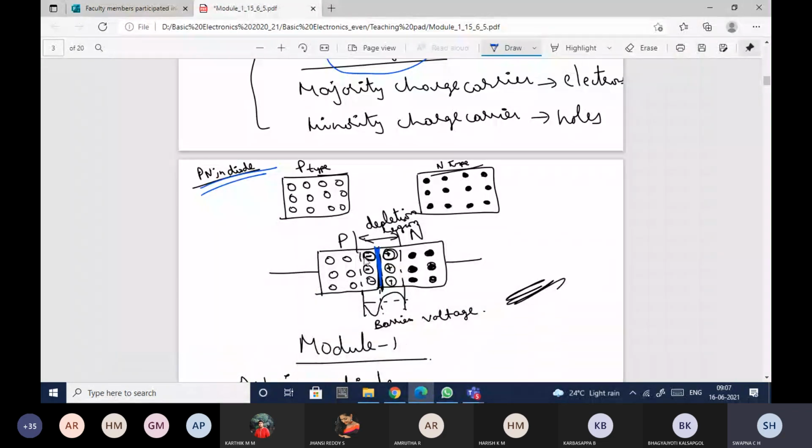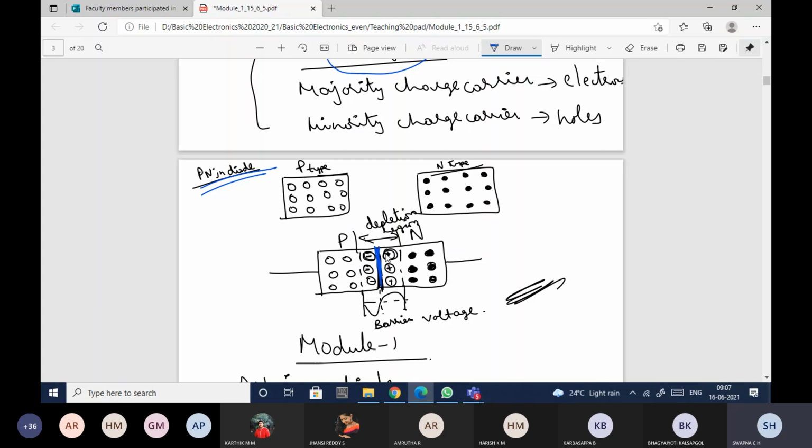Electrons will try to diffuse towards the p side. So when electrons are diffusing from the n side to the p side, the n side is losing electrons, so positive ions will be formed. Whereas towards the p side, what happens? It is gaining an electron, so that is the reason negative ions are formed.